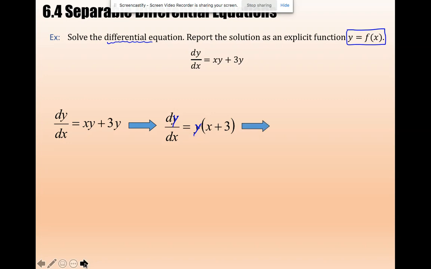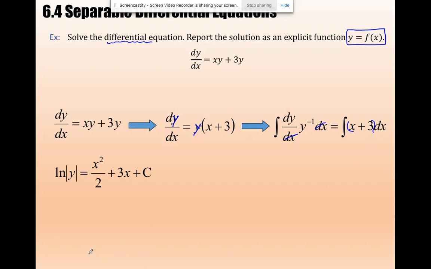So I'm going to divide both sides by y, which gets me 1 over y on this side, which I turned into y to the negative 1. The dx's are going to cancel out. Probably should have that in parentheses.